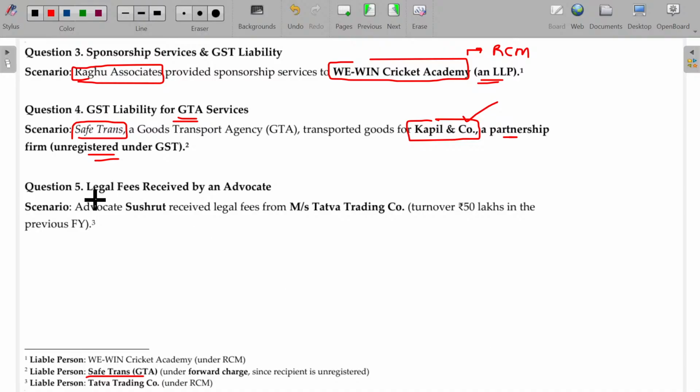Now, legal fees received by an advocate. Advocate Shushruth received legal fee from Mrs. Tattva Trading Company. Turnover being 50 lakhs. Automatically, the business entity should pay the GST on RCM basis.